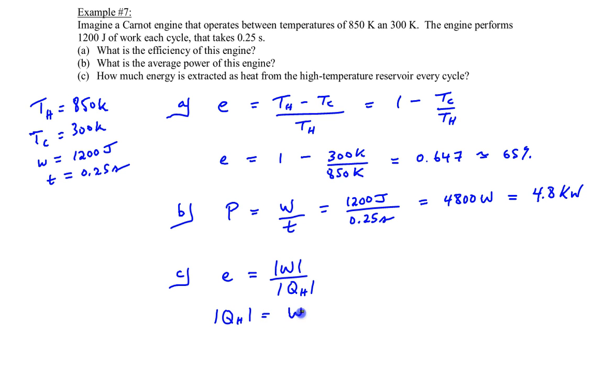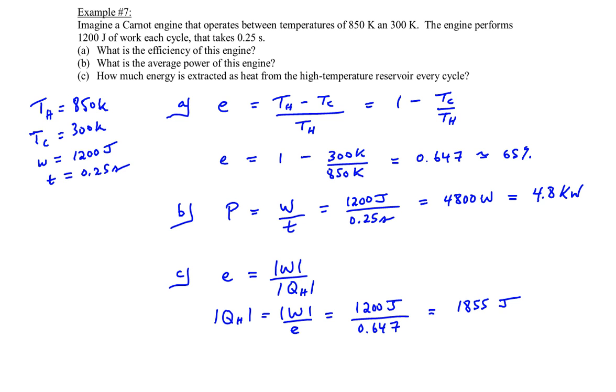So that would be W divided by the efficiency. And so that would be W, which is 1200 joules, and the efficiency of the engine is 0.647. And this gives us an answer of 1,855 joules.